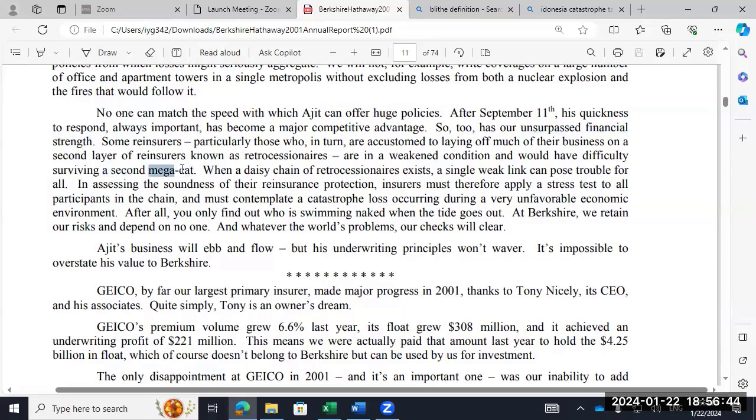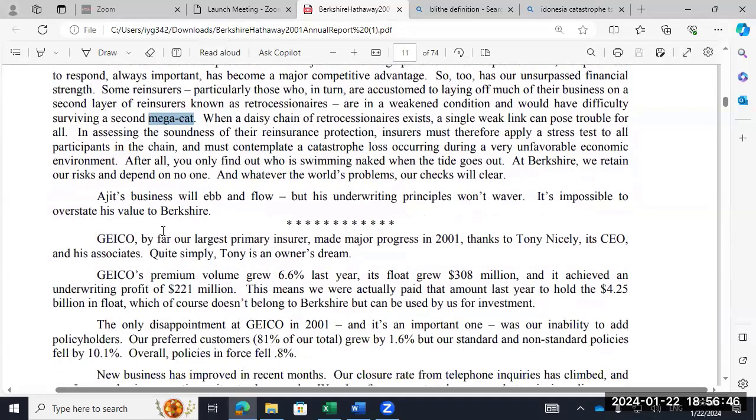Y'all know what a mega cat is? Mega catastrophe. I'm in the habit of using the word cat, and I remember my first time I met Dr. Ibbotson, I used the word cat. He was like, what are you talking about? Cat risk, cat risk. He was like, what is cat risk? He was imagining some cat doing major damage to a house or something. And I was like, no, catastrophe risk.